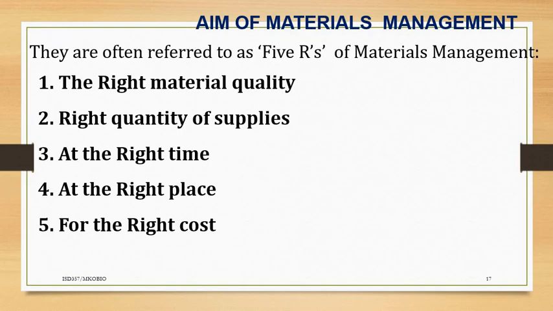So we have the aim of materials management. We have the 5Rs. The aims of why and what we are aiming at as we are pursuing materials management. Hope you are getting the point. Great. So here we have the 5Rs: the right material, the right quantity of supplies at the right time, the right source, and the right cost. So we are going to talk about these one after the other to get a better understanding of them.